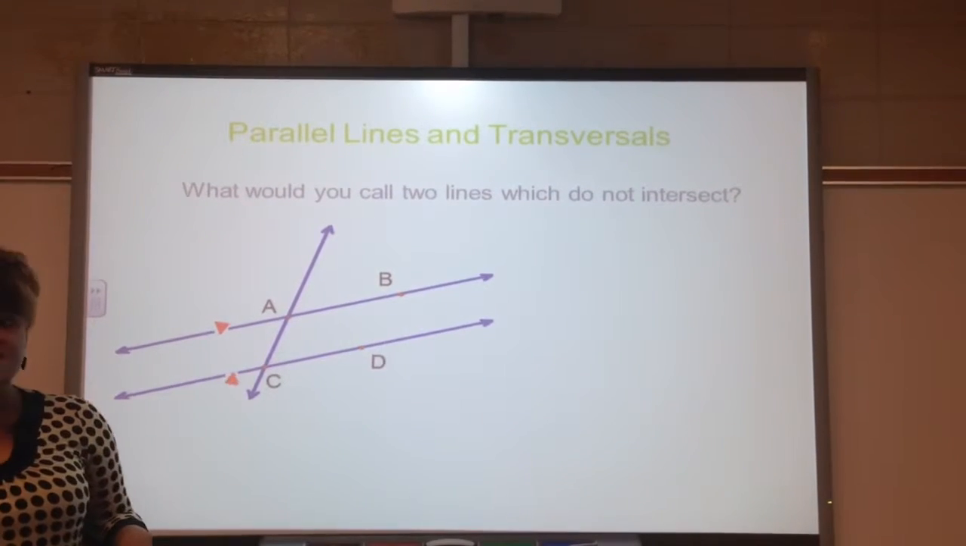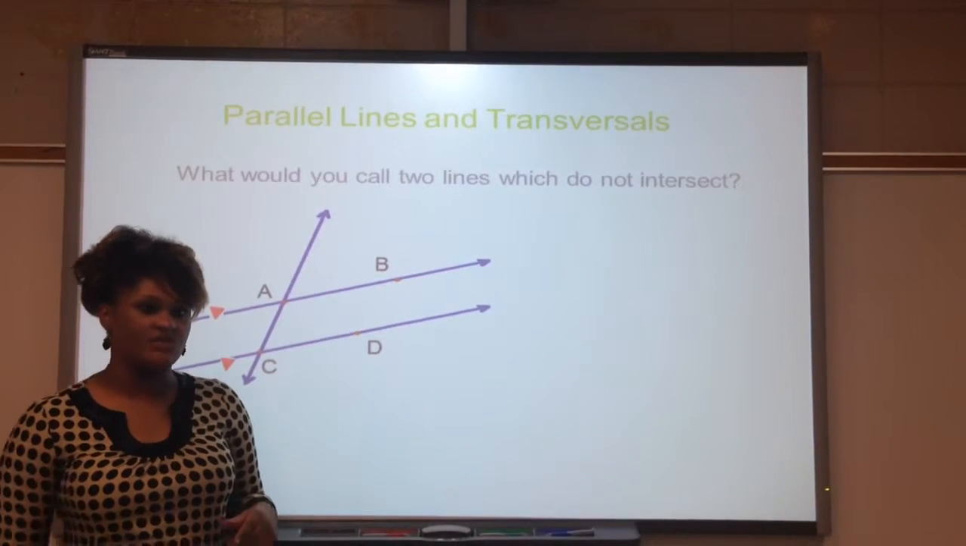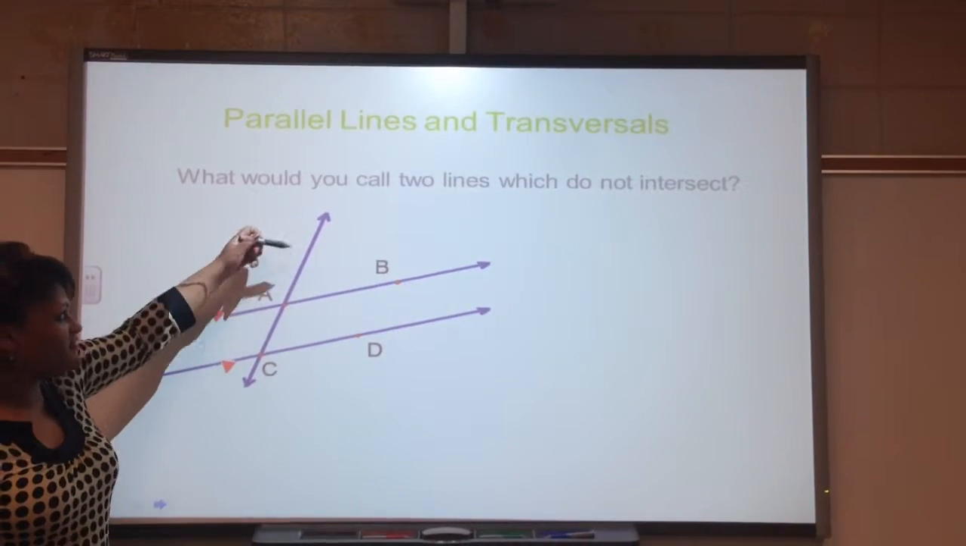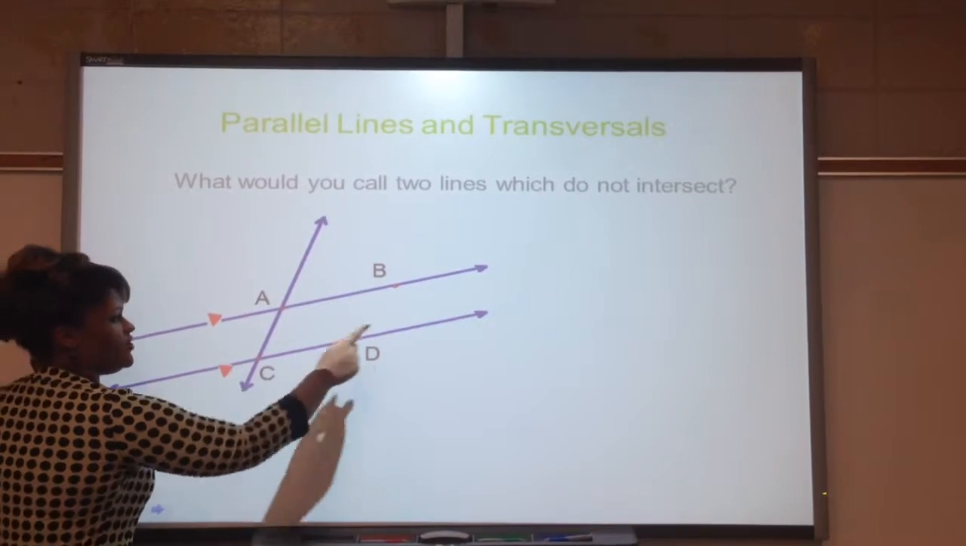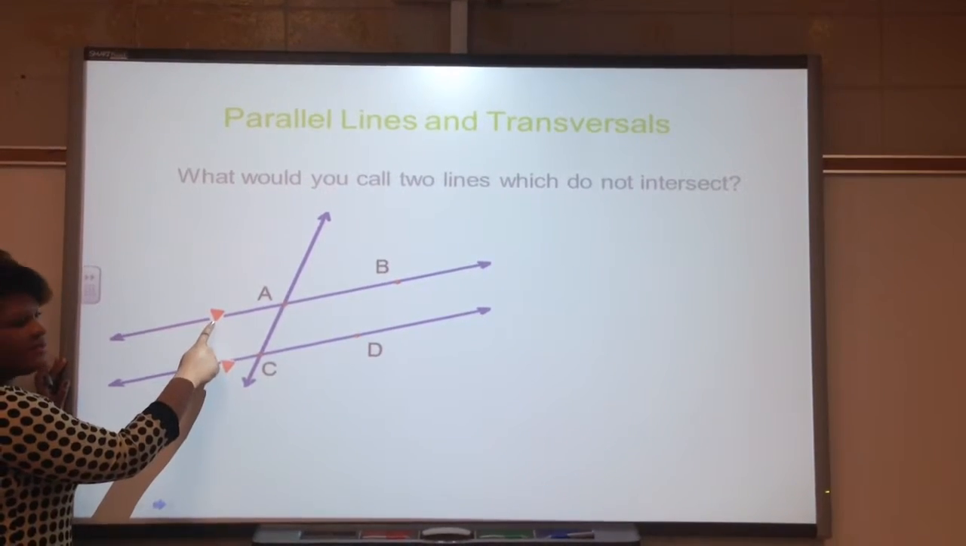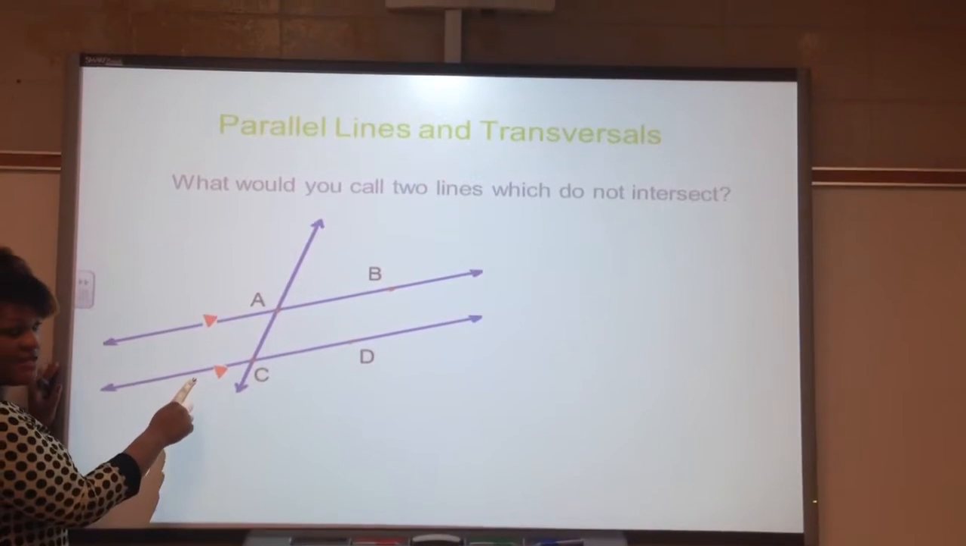All right, so if we take a look at this diagram here, this is actually two parallel lines that have been cut by a transversal. Now, I'm going to identify the transversal for you. Here we know that these two lines are parallel because of these arrows, okay? If there are no symbols to denote that lines are parallel, you cannot assume that lines are parallel.